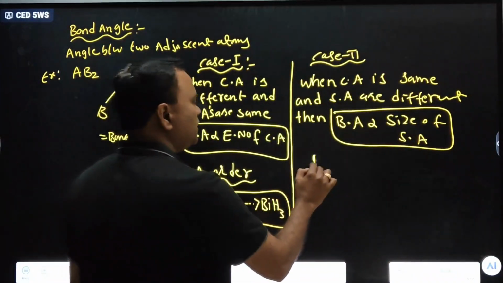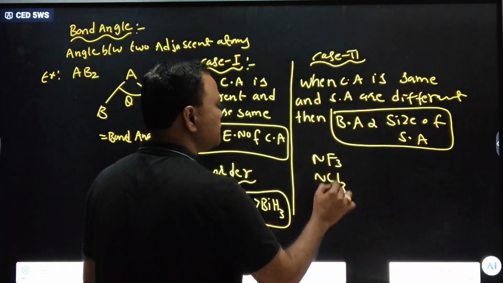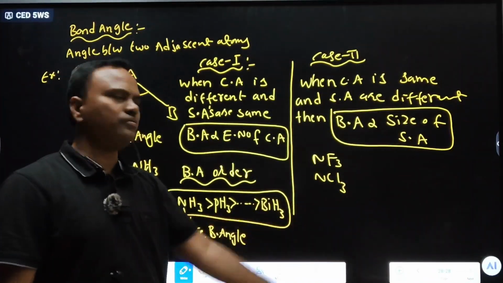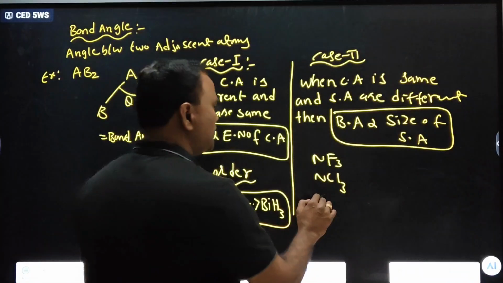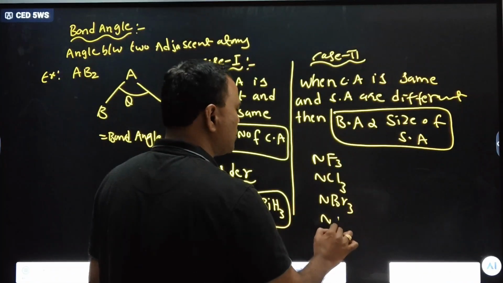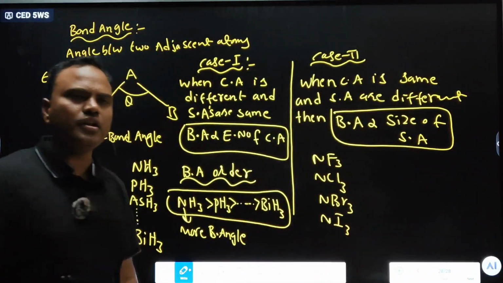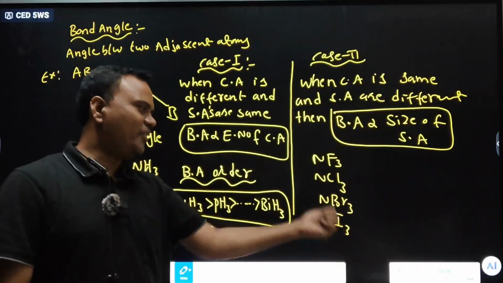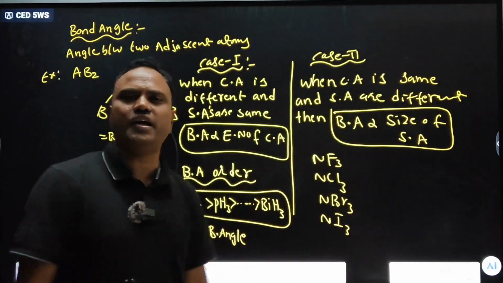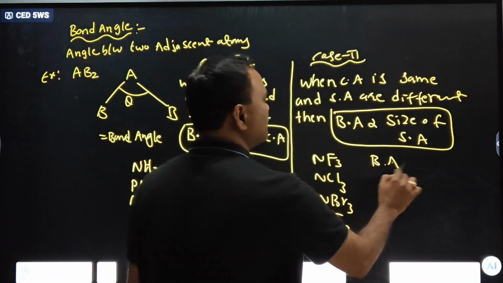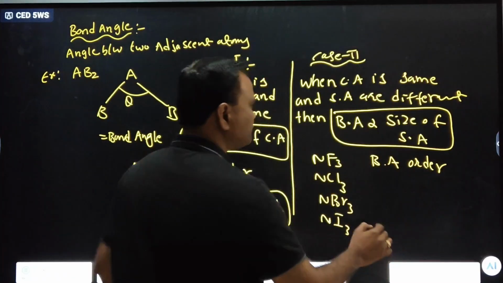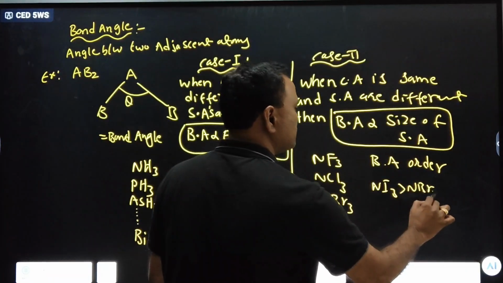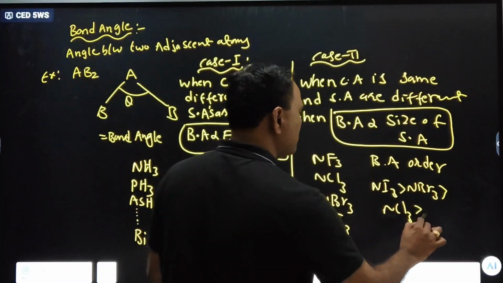Look at this. NF3. Actually, this is not a hydride, but I am giving it for revision. It is important for this chapter. In halides, we have this. NF3, NCl3, NBr3, and NI3. Whose surrounding atom size is more, iodine or fluorine? Down the group size increases. Iodine size is more. If the size of the iodine is more, bond angle is more. So the bond angle order: NI3 greater than NBr3 greater than NCl3 greater than NF3.